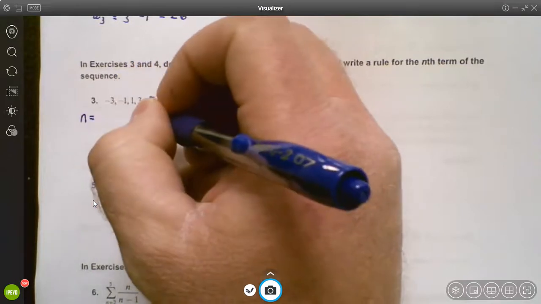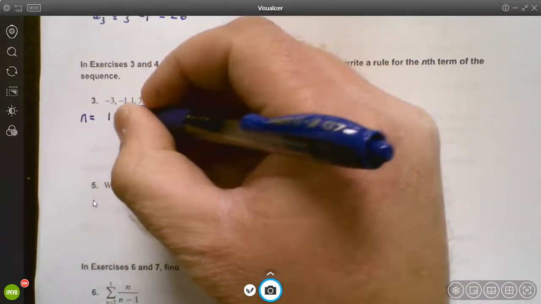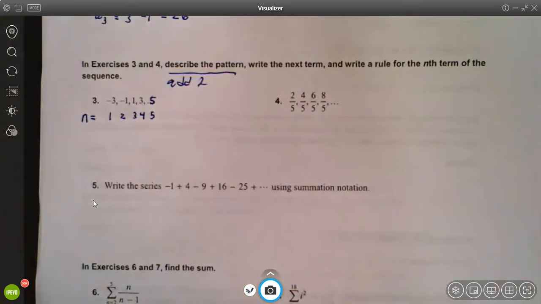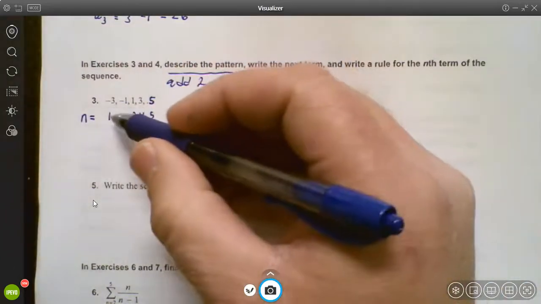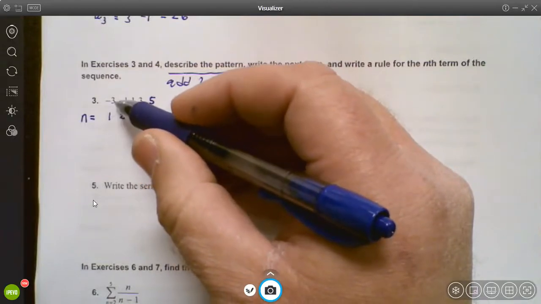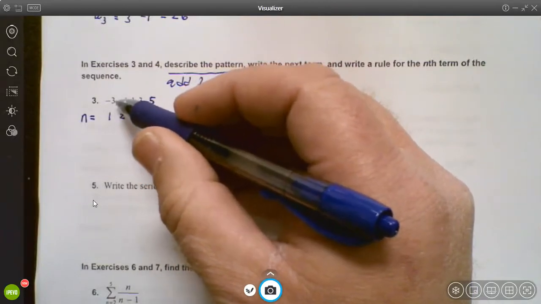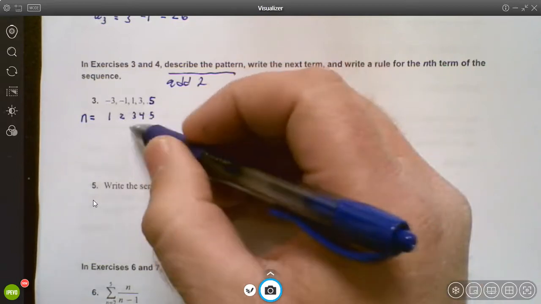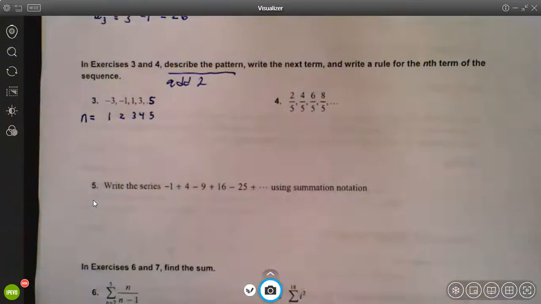So these are my term numbers, right? This is my first term, second term, third term, fourth term, fifth term. So the question is what am I doing to n in order to get the a of n value? So what are we doing to 1 to get negative 3? What are we doing to 2 to get negative 1? Right? On and on and on.